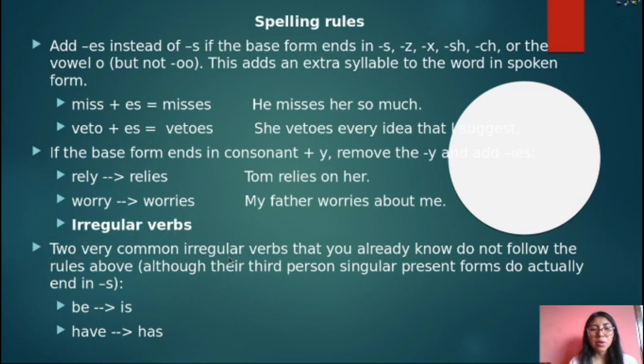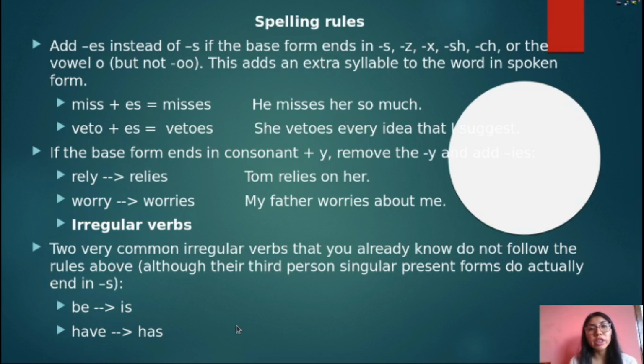Two very common irregular verbs that you already know do not follow the rule, although their third person singular present forms do actually end in s. Okay, pay attention. That is the rule in order to use the verb in third person singular. But remember, we have some irregular verbs, the verb to be and the verb have. In order to form the third person singular, you have to use, in the case of the verb to be, is. In the case of the verb have, has.